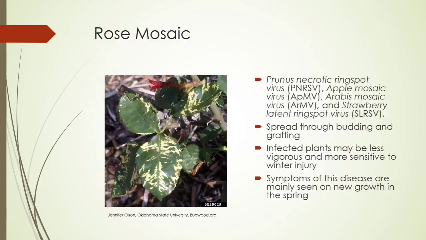So rose mosaic, as I mentioned, several mosaic diseases will cause these: Prunus necrotic ring spot virus, apple mosaic virus, Arabis mosaic virus, and strawberry latent ring spot virus. So spreading through grafting and budding, and this actually can be grafting underground between roots. So your infected plants may be less vigorous and more sensitive to winter injury, and symptoms of this disease are mainly seen on the new growth in the spring, so keep your eyes open. And this particular picture is from apple mosaic virus.